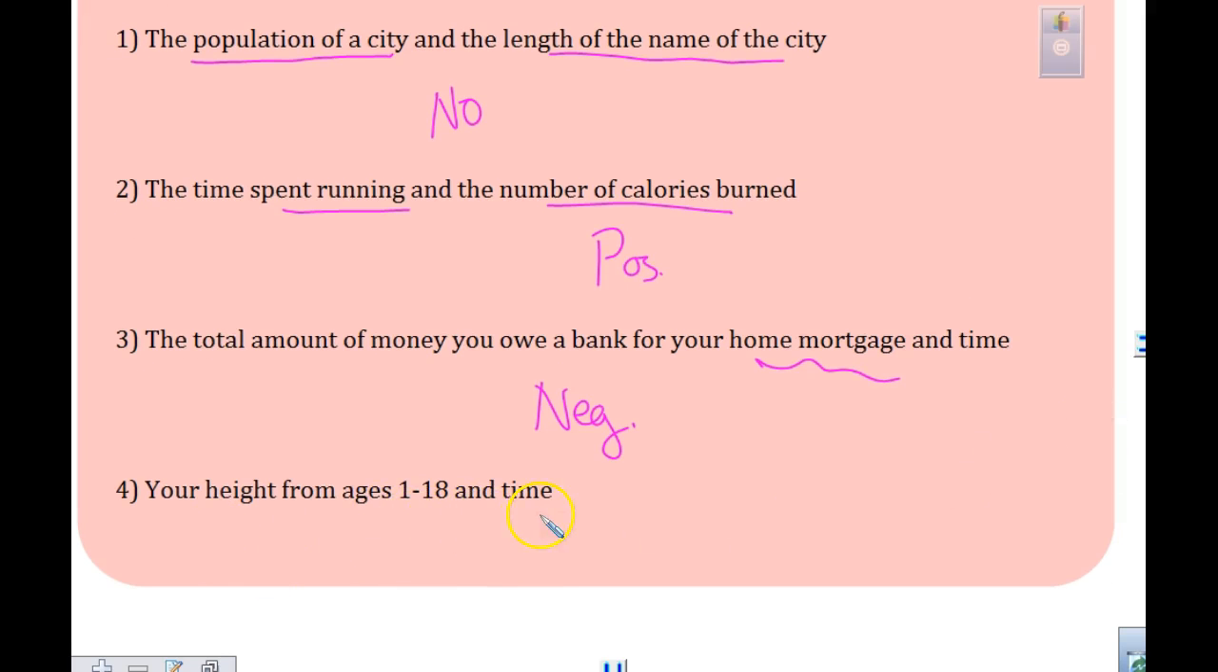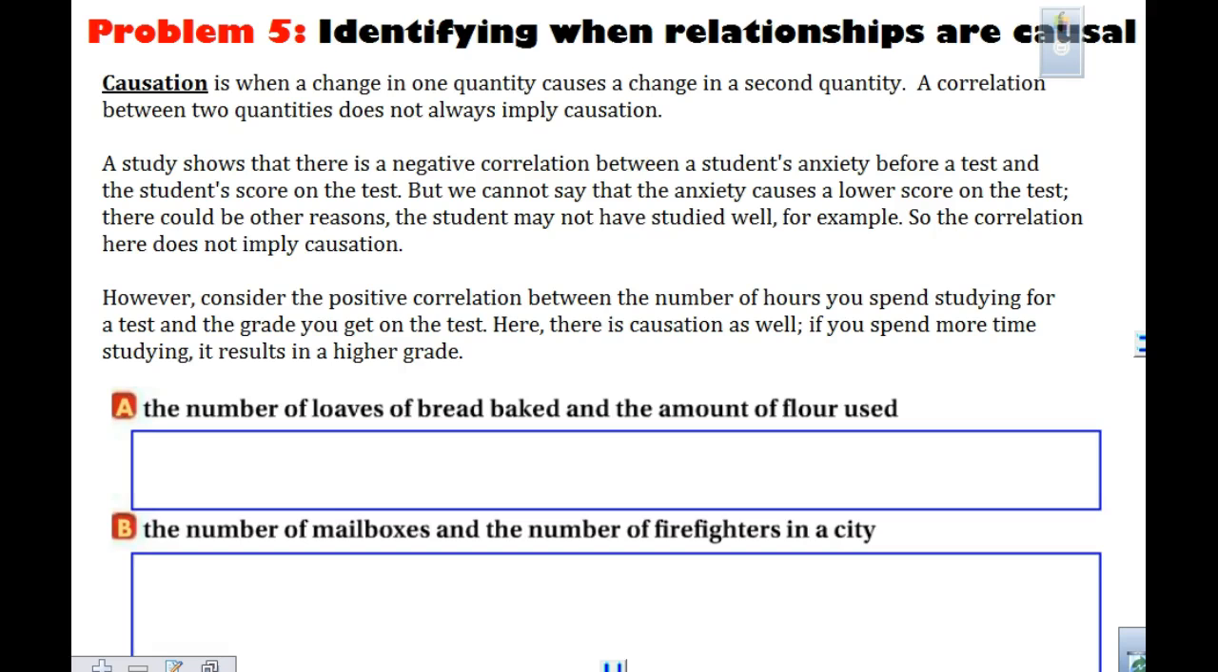Your height from age 1 to 18. We would think it's positive. Now, is it always positive? There's times when it leveled off, right? You didn't continue growing. But overall, it's usually not negative, right? I mean, by 18, you might have plateaued, and maybe some of you at 15 are at your maximum height. Okay, so now that's the correlation.